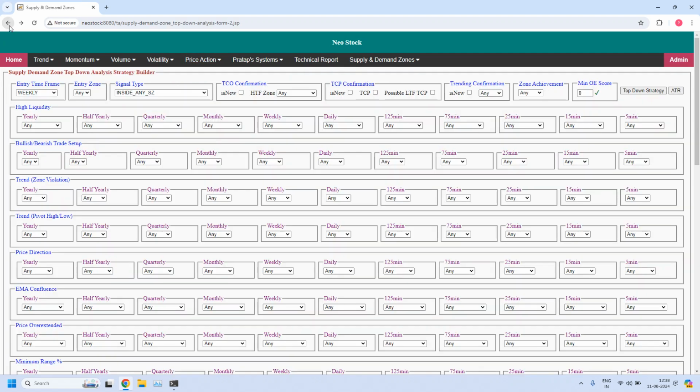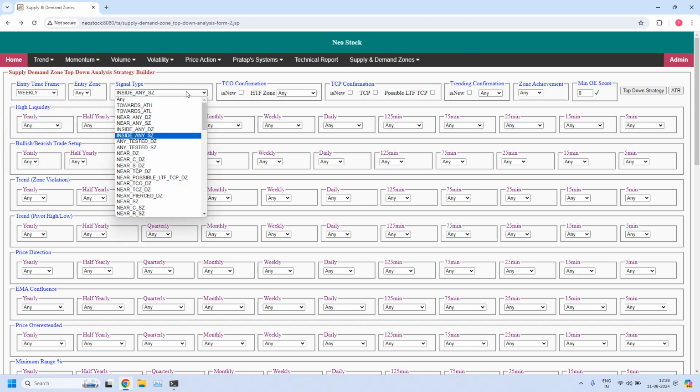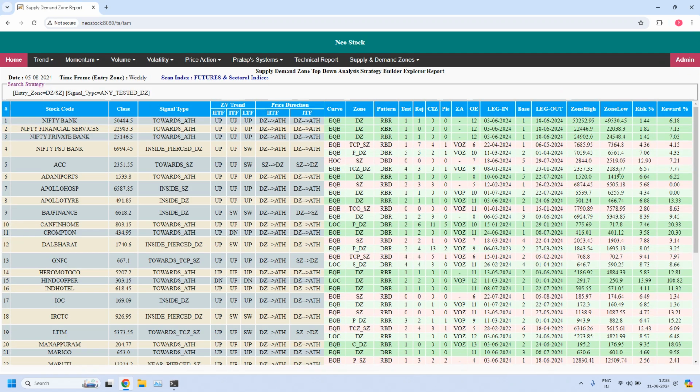And the next report, let us find the tested zones during this week. For weekly time frame, let us find the tested weekly demand zones during this week. So all these stocks having the demand zones are tested during this week. Some of these stocks are even pierced. Even Nifty Bank and Nifty Financial Services demand zones also tested during this week. After that again their prices moved towards all-time high.